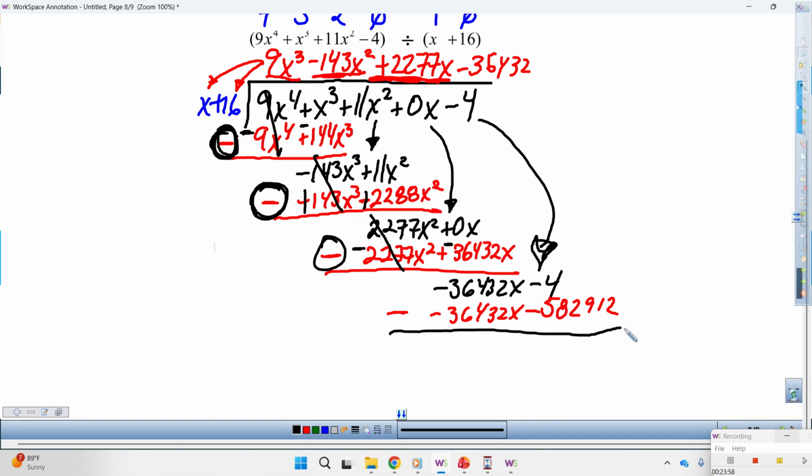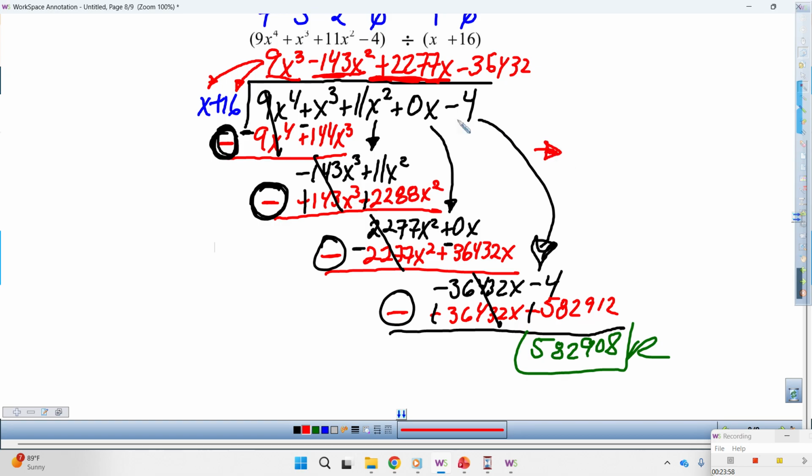Subtract, it is a lot. Distribute this one here and here. This cancels, and that leaves us with a remainder of 582,908. Remainder. Man, that was a long one.